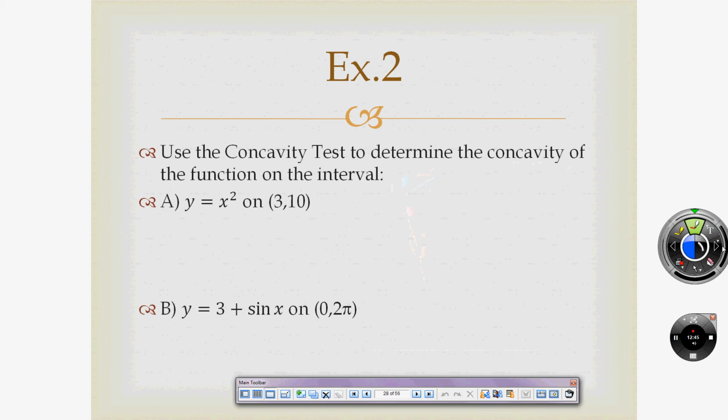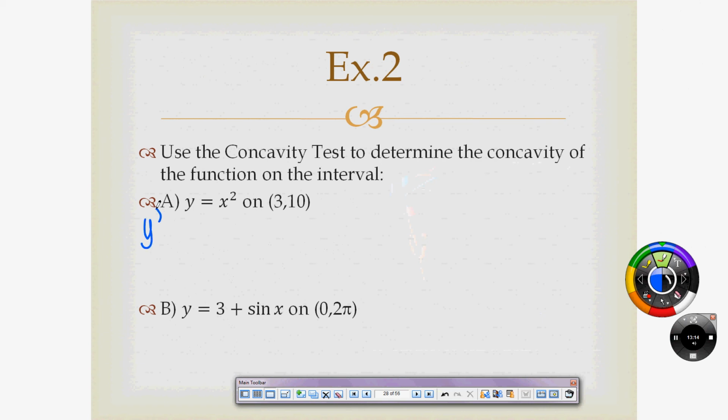Use the concavity test to determine the concavity of the function on the interval. Now note that they did specify an interval for you, so that's telling you right away it's narrowing it down a little bit. This graph could be a different type of concavity on a different interval, but the only one we care about is the interval that they specified for us here. So, concavity test. What's the first thing we need to do for the concavity test? Second derivative. Okay, luckily this one's not too bad.